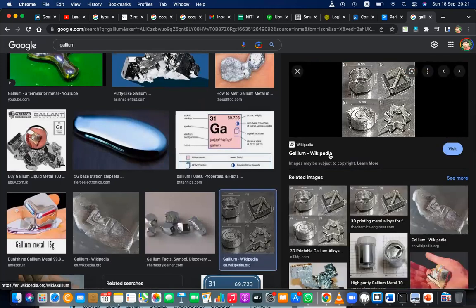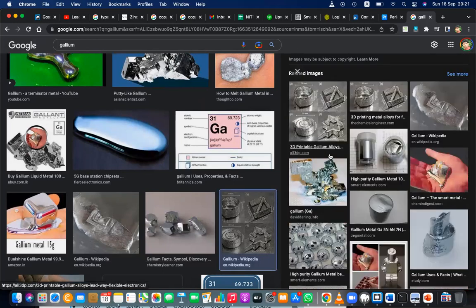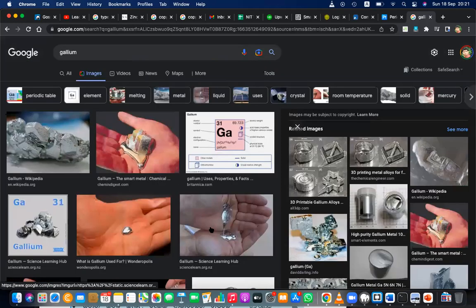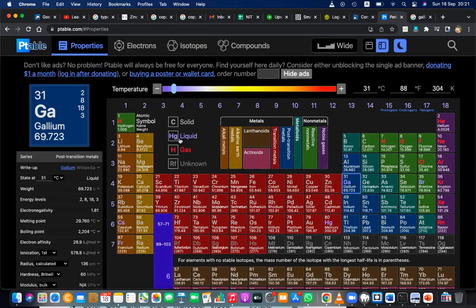But the thing is, it melts, right? Not at room temperature, but when it is closer to 30 degrees, it melts. But I think you know about mercury, right? Mercury is used where? In a thermometer. So mercury is used in the thermometer.